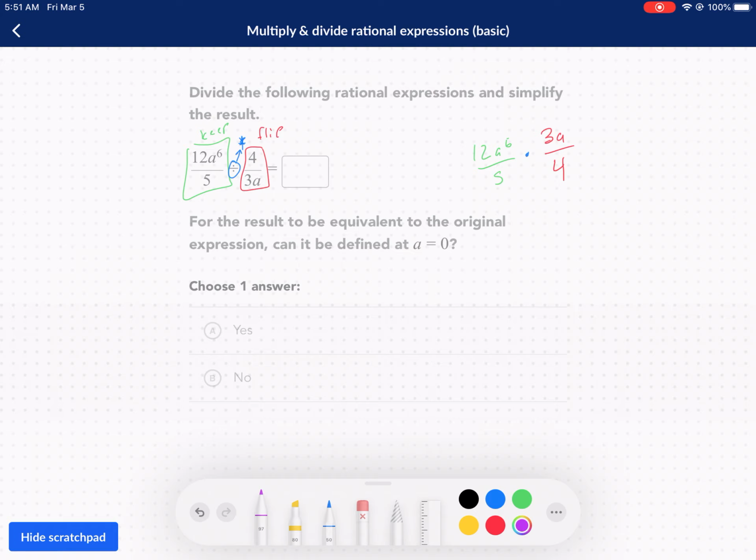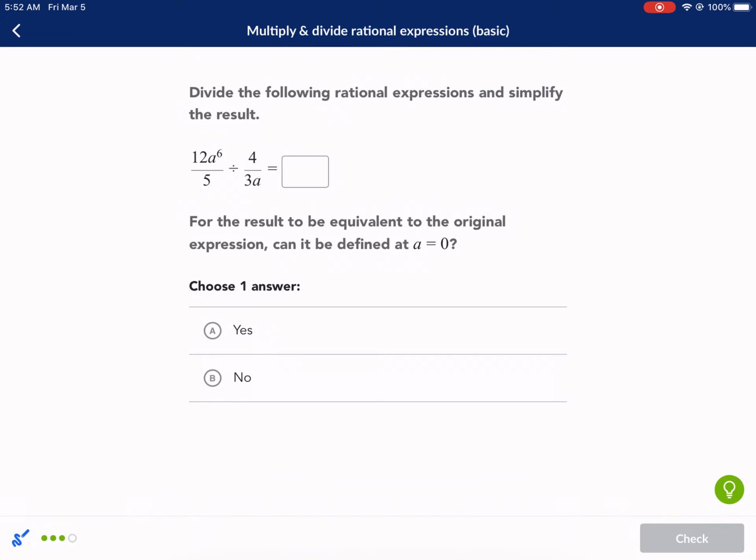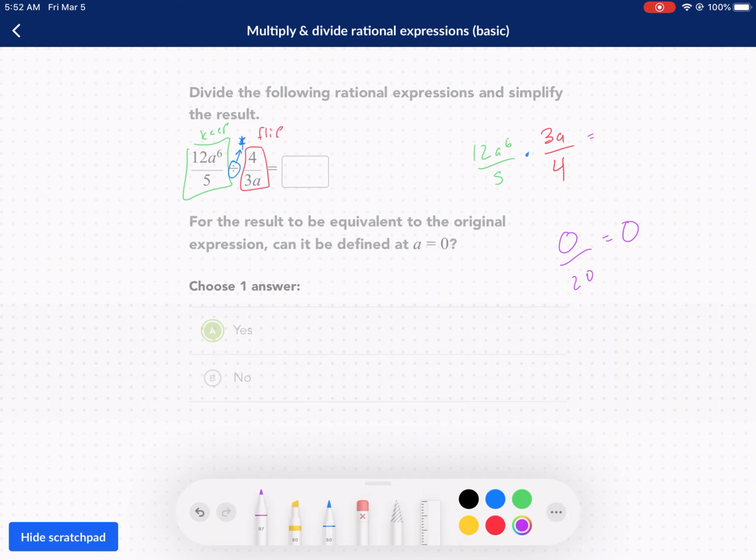Now, let's recognize something. After we rewrote the expression, notice how there's no a's in the denominator. So we can have a be equal to 0 because it will just be like 0 over 20. That's okay. That's equal to 0. It's not undefined. So we can have a equals 0, yes. Okay, so that's something to keep in mind. Now we're going to go ahead and simplify this. Yes, we can. We can cross cancel.